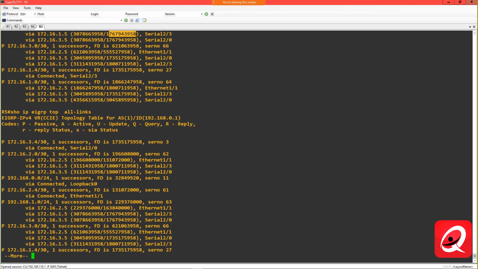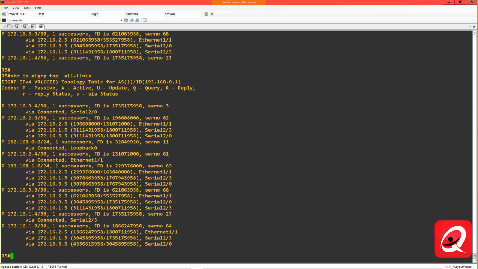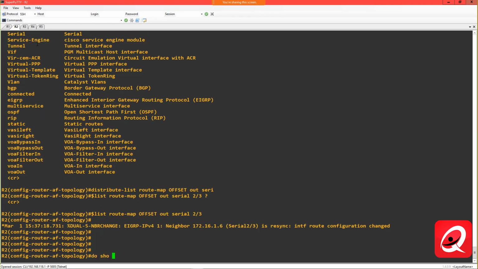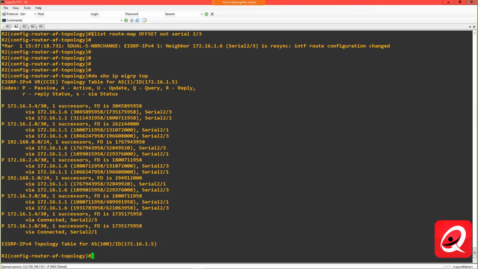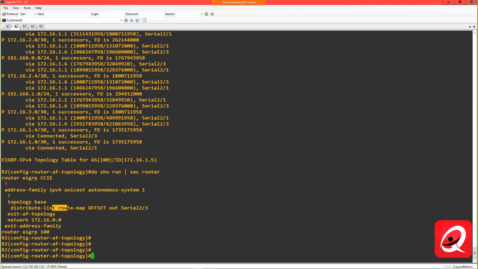Yeah, it didn't work. Why didn't it work? Let's go back to router 2. Do show ip eigrp topology for 1.0. We'll walk through the logic here again. Distribute list, route map, offset, out, serial 2/0.